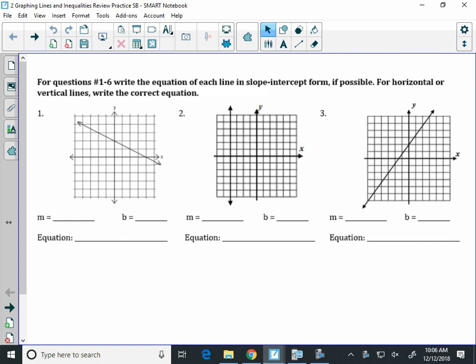And all you have to do in number 1, 2, and 3 is, given the graph, find the slope, the y-intercept, and write the equation of the line. So this first one, it's a little hard to see the axis. I'm going to darken those in for us really quick. We have to by identifying the slope and the y-intercept. So usually I start with identifying the y-intercept here.